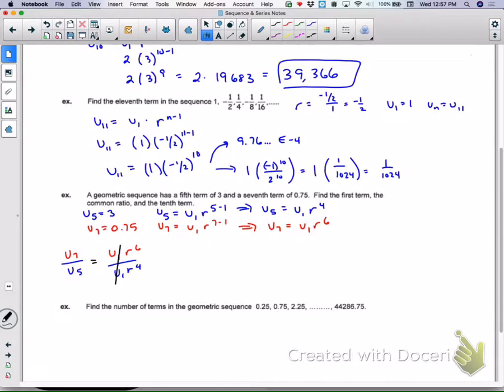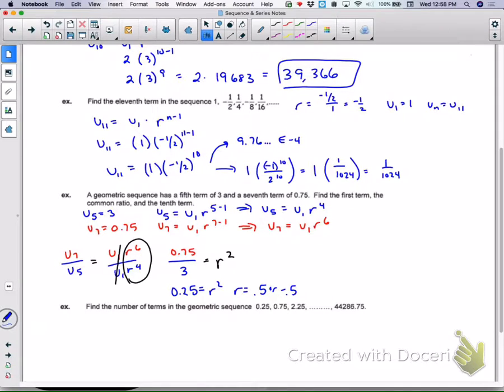Now, let's do a little substitution here. U sub 7 was 0.75, and u sub 5 is 3. So that's going to be equal to r squared, because if I simplify that part of my fraction, 6 r's on top, 4 r's on the bottom, cancel out 4 r's, I'm left with an r squared. So now I can take the square root of that. Now, luckily for me, it comes out nicely. 0.25 is equal to r squared. So r is either positive 0.5 or negative 0.5.